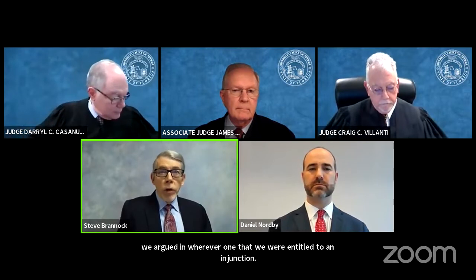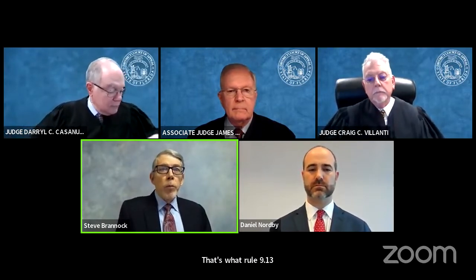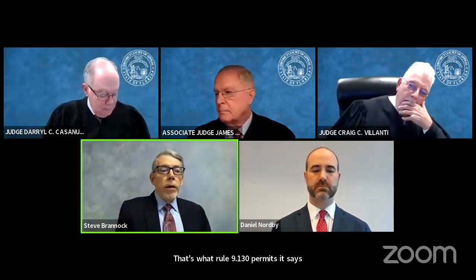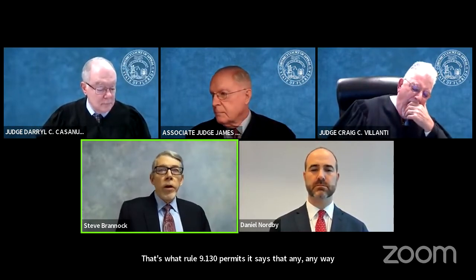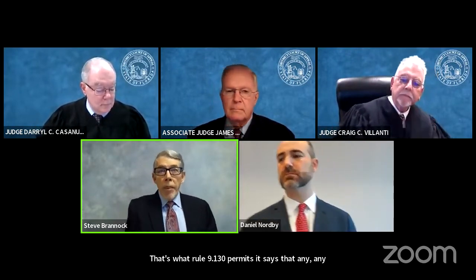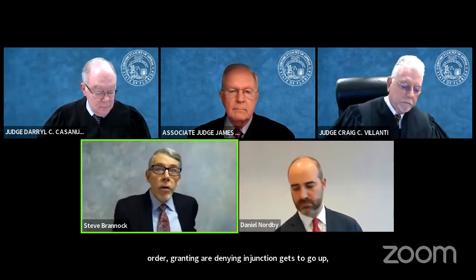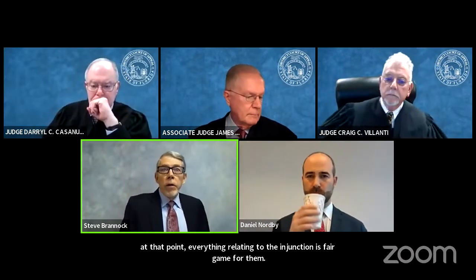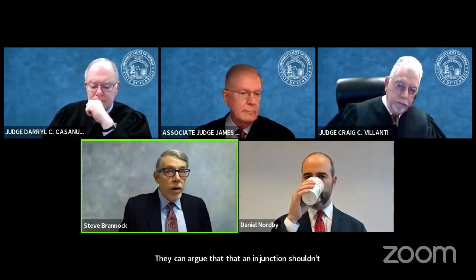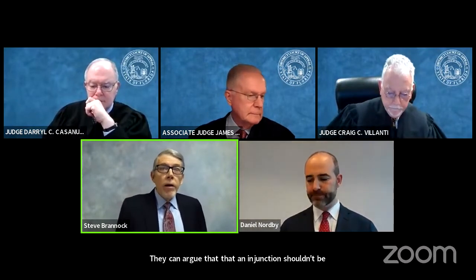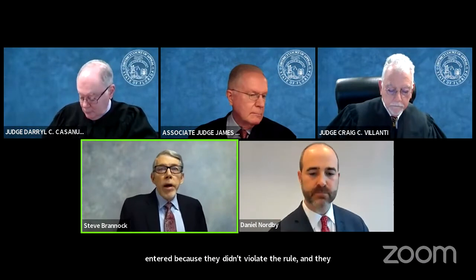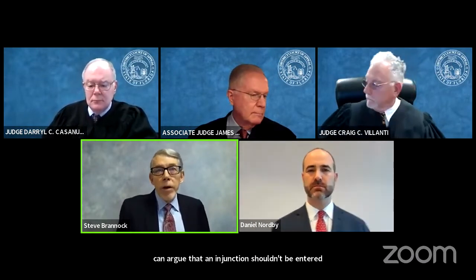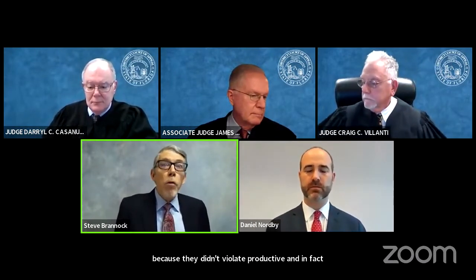That's what Rule 9.130 permits. It says that any order granting or denying an injunction gets to go up. At that point, everything relating to the injunction is fair game for them. They can argue that an injunction shouldn't be entered because they didn't violate the rule. And they can argue that an injunction shouldn't be entered because they didn't violate FDUPTA. And in fact, they made both arguments.